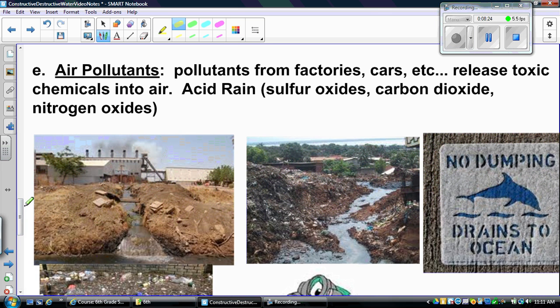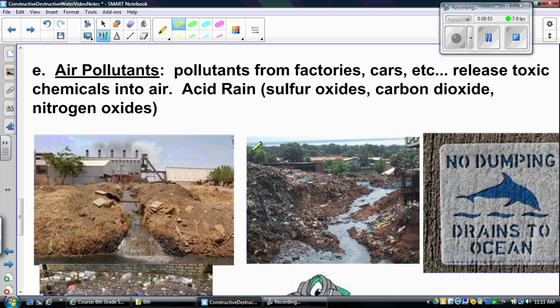Air pollutants can come from factories, cars, etc. Those air pollutants, which are mostly nitrates and carbon dioxide, release toxic chemicals into the air. And those toxic chemicals will attach themselves to water molecules in the clouds. And that creates acid rain. So you're looking at sulfur oxides, carbon dioxide, nitrogen oxides.